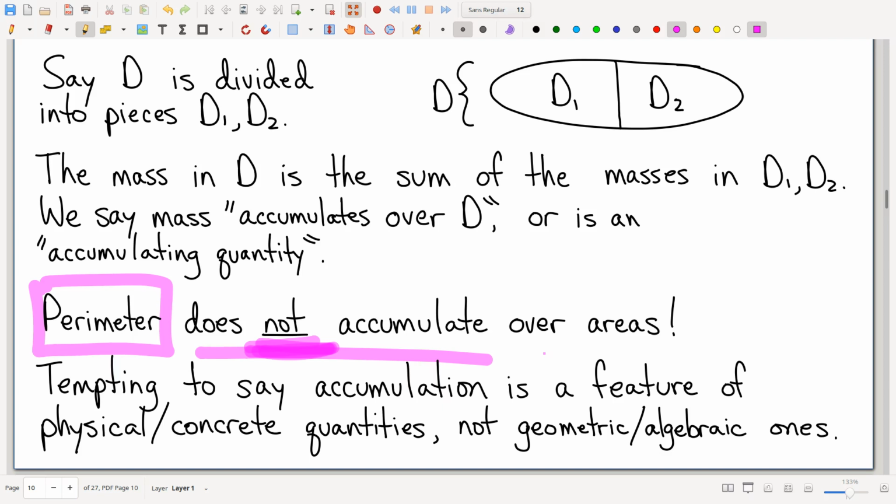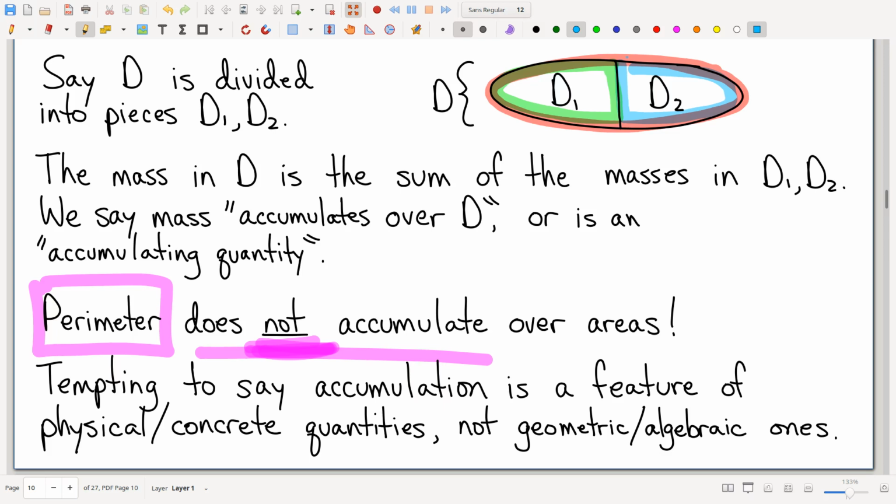And so in particular, if I look at the perimeter of the whole region, and then if I look at the perimeter of the left half, and if I look at the perimeter of the right half, is the green length plus the blue length equal to the red length? Well, no, definitely not. We literally created new perimeter when we divided this into D1 and D2.